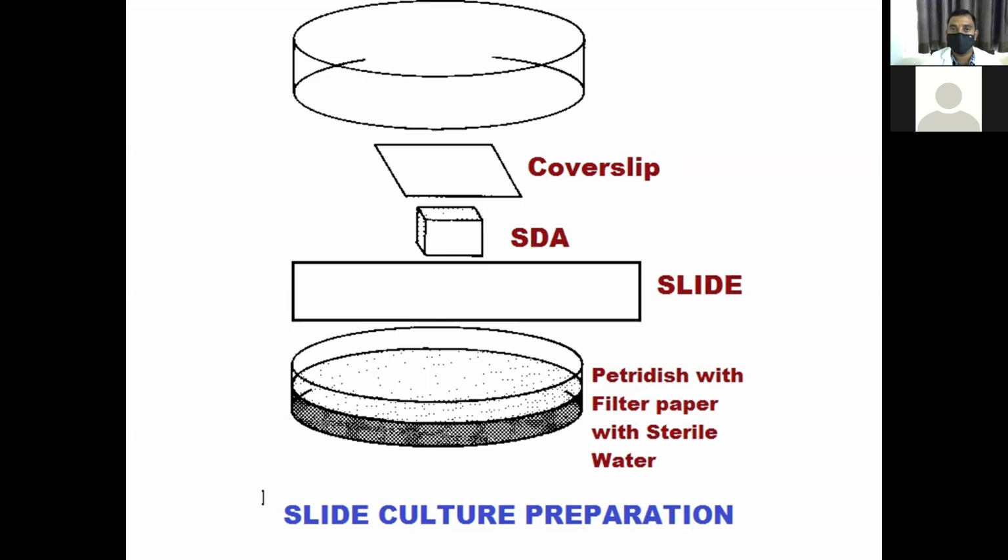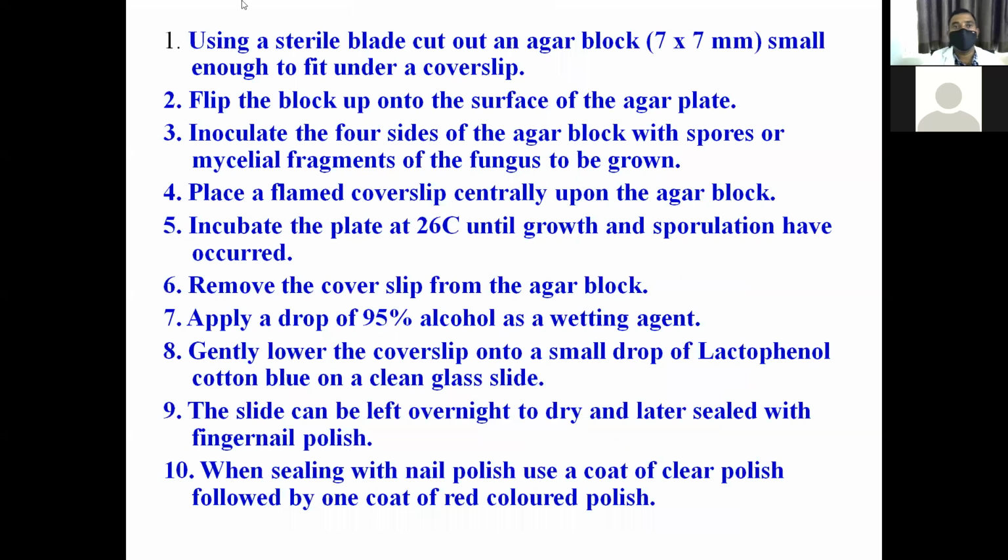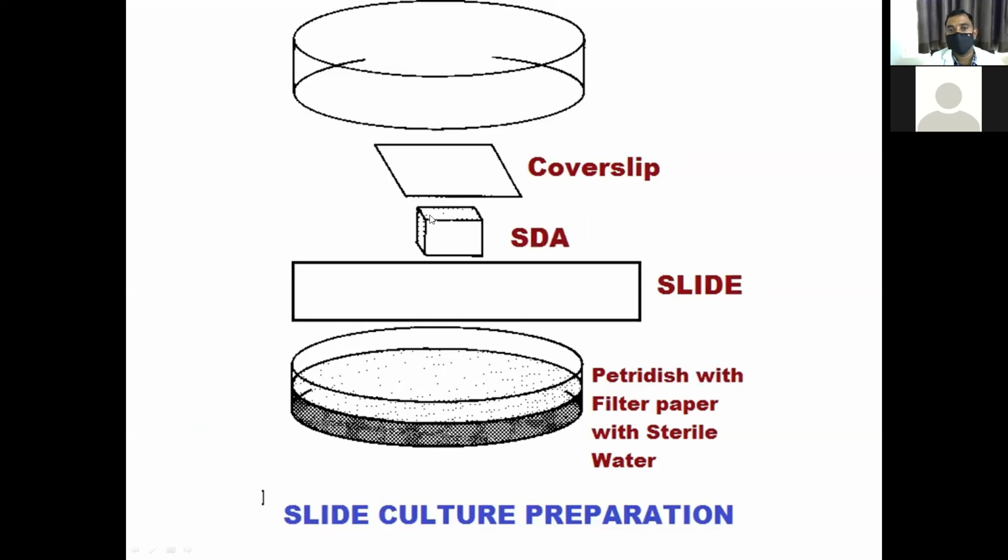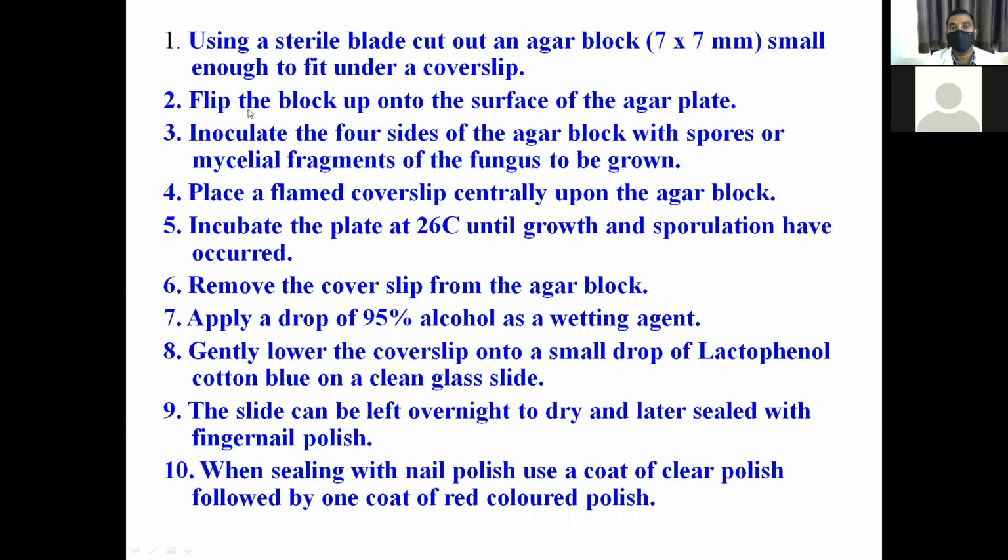Then, using a sterile blade, cut the agar block, the Sabouraud dextrose agar block. We have to cut a 7 by 7 mm agar block and keep it on the sterile slide, covered with a cover slip. Fit the block onto the surface of the agar plate, meaning the slide.